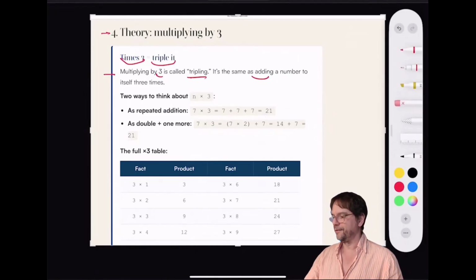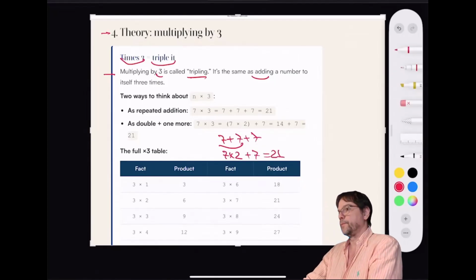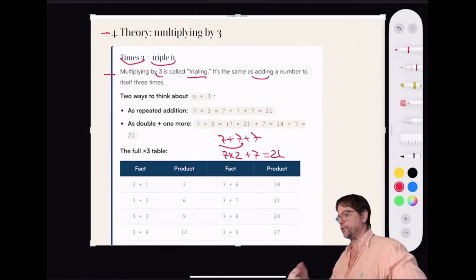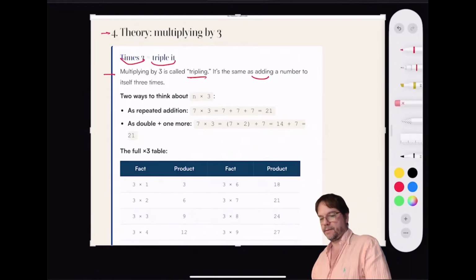Look, 7 plus 7 plus 7. Can I reduce this part here, 7 times 2 plus 7? Look at the screen. I will do it again. 7 plus 7 plus 7. Can I do this as 7 times 2 and then plus 7? It will be 21 the same way. Is that okay? I'm grouping. Many times you will group the terms. Is that okay?